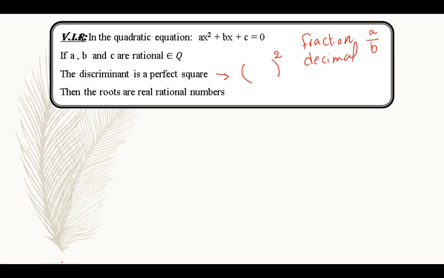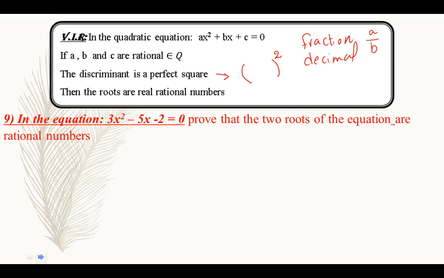Okay? Let's take another example. In the equation 3x power of 2 minus 5x minus 2 equals 0, prove that the two roots of the equation are rational numbers. Here, to prove that the two roots of the quadratic equation are rational numbers, you have to satisfy two conditions. The first condition is that A, B, and C belong to the rational numbers Q, and the discriminant is a perfect square.